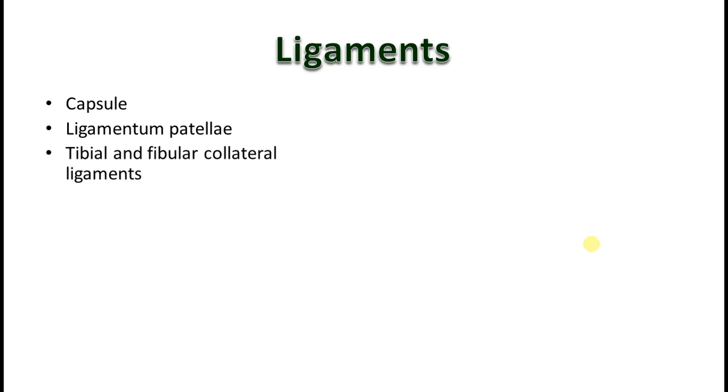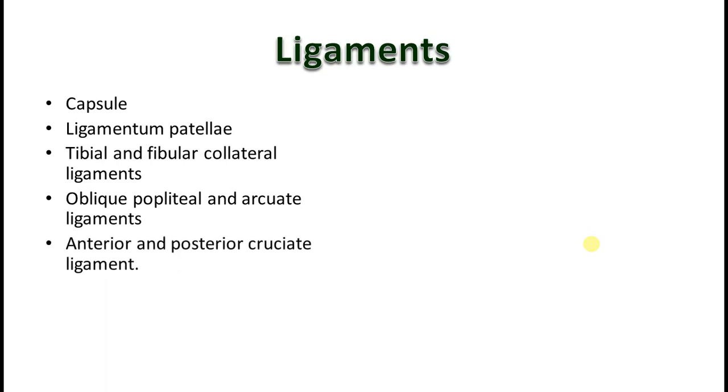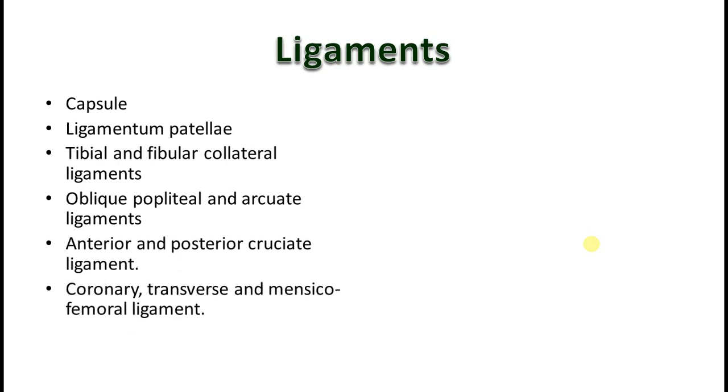Now we will move on to the ligaments of the knee joint. First we will try to list out the ligaments. Capsule, then of course within the capsule we are also going to discuss the synovial membrane, followed by ligamentum patellae. Then you have tibial and fibular collateral ligaments, oblique popliteal and arcuate popliteal ligaments, then cruciate ligaments, anterior and posterior, then coronary, transverse and meniscofemoral ligaments, then medial and lateral menisci.